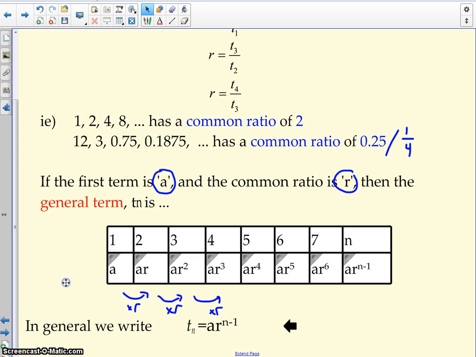So Tn will be a, your starting value, times your common ratio to the exponent of n minus 1. So much like we had an equation for the general term of an arithmetic sequence, now we have one we can use for the geometric sequence as well.